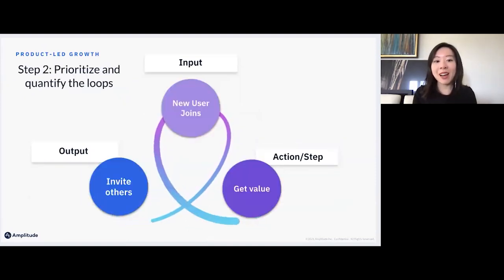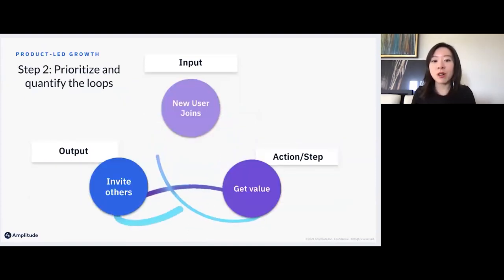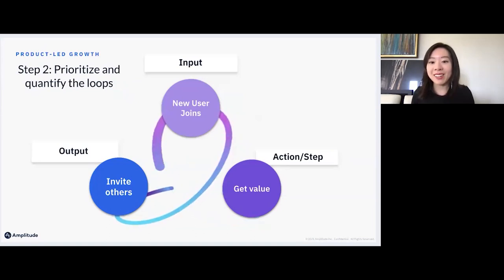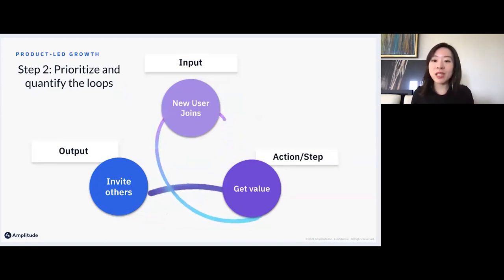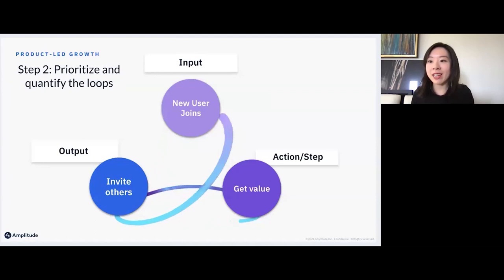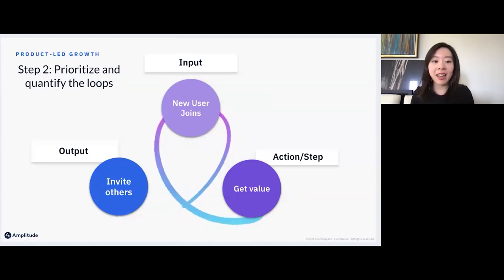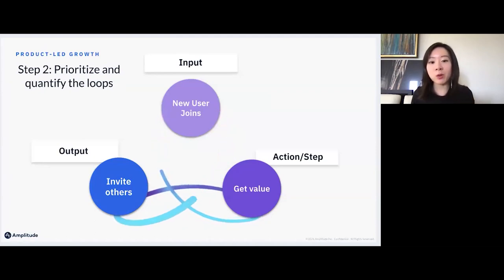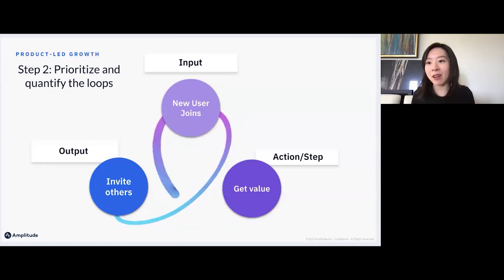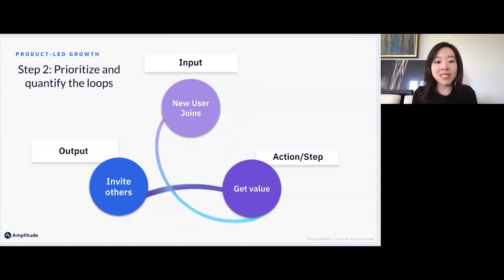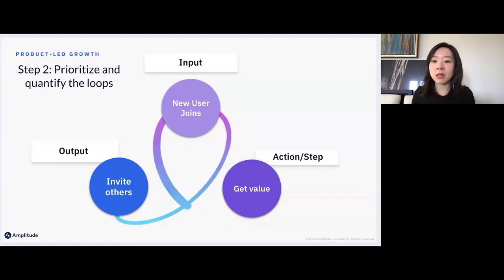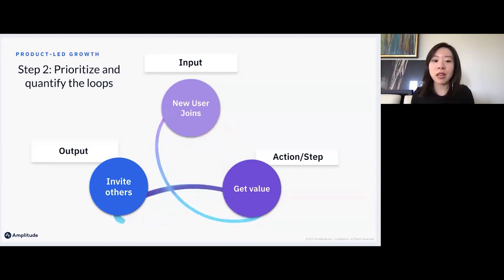And then it's time to prioritize which loops are most important for your product so that you can invest more time in quantifying them, understanding how well they're working, and where to invest your resources for the highest impact and ROI. Let's say that you believe the viral growth loop is one of the most important loops for your product due to the low cost of acquiring new users and the potential impact to your growth if this works really well.